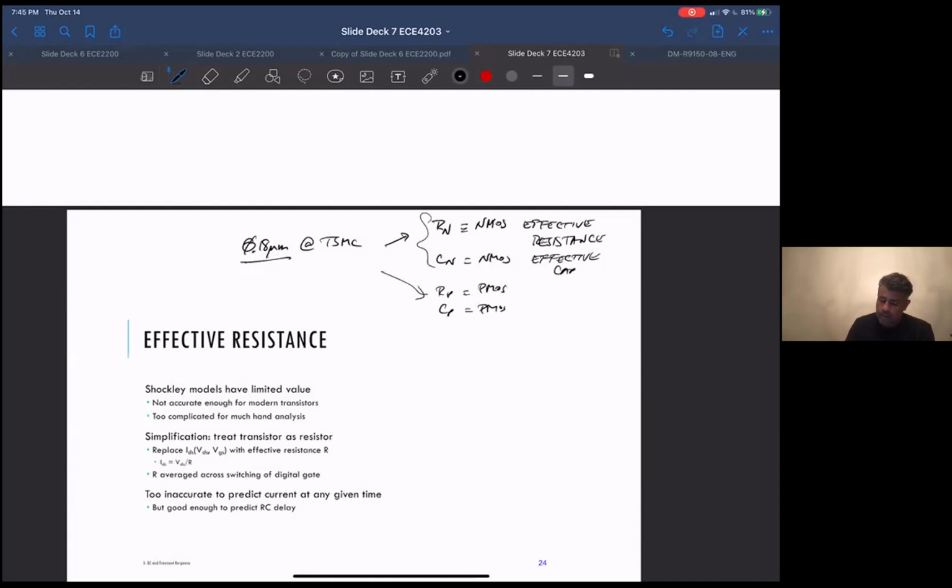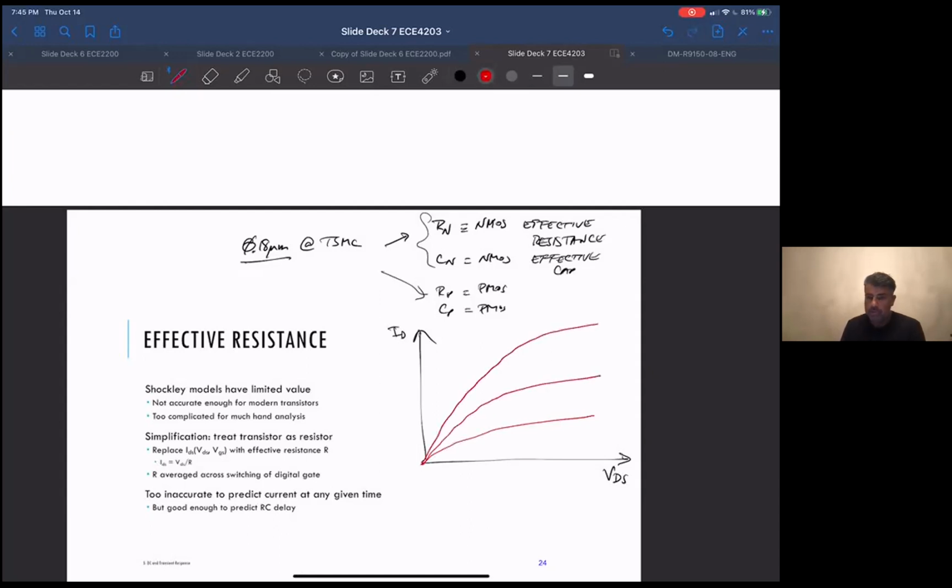Now, what does that mean? Well, the way they do it is they look at the NMOS. This is going to get a little complicated. You guys don't necessarily need to know this, but just for the sake of completeness, let's say you have a bunch of curves for I sub D versus V sub D. We talked about this in detail.